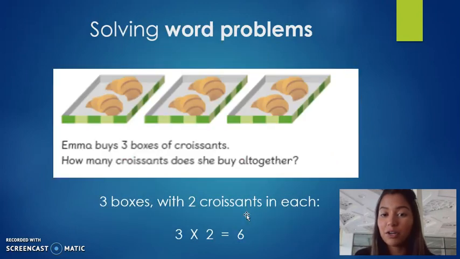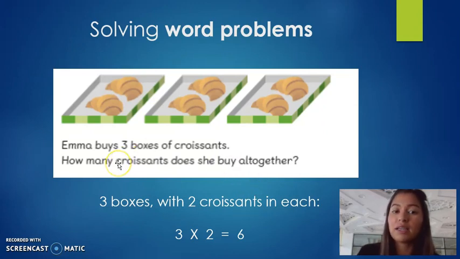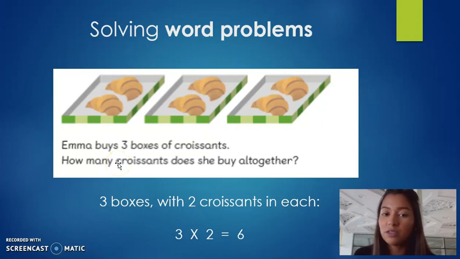Lastly, when solving word problems, here the misconceptions are confusing the language with addition, especially in Year 2. So we would encourage the children to draw to help them solve. So here we see that Emma buys 3 boxes of croissants. How many croissants does she buy altogether?